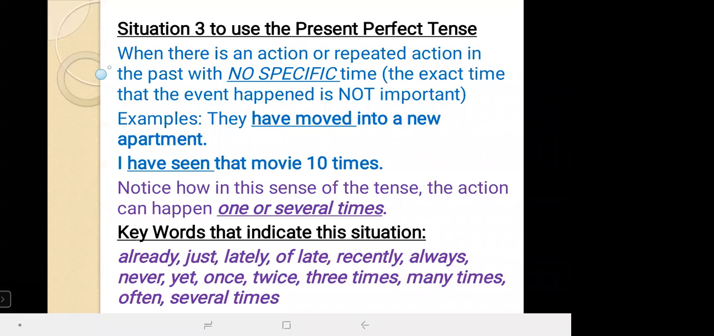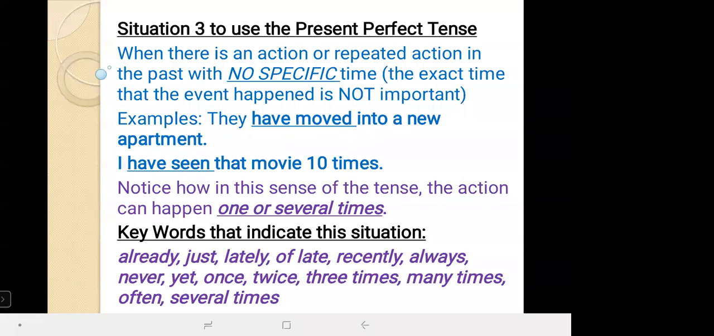I have seen that movie 10 times. Did this person specify the times? No. The main purpose of this sentence is to tell that this person has watched that movie how many times? 10 times. So no specific time is important. Notice how in this tense, the action can happen one or several times, especially in the second sentence. In this kind of situation, you can use keywords like already.